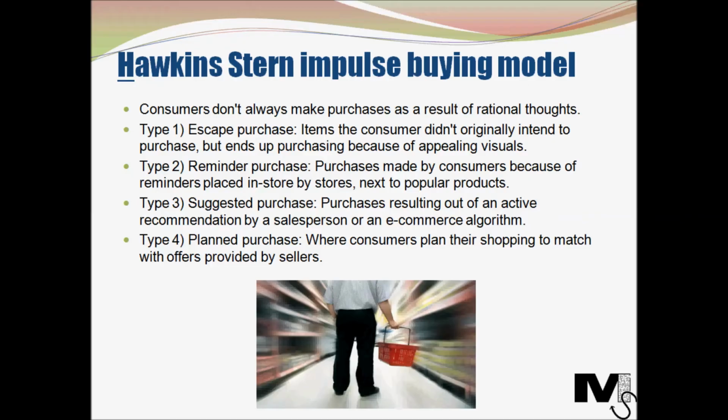Now, this model states that there are actually 4 categories of impulse purchases, which are as follows. The first type is escape purchase. Now, these are for items that the consumer didn't originally intend to purchase, but ends up purchasing because of appealing visuals. So, the chewing gum you picked up at the till would fall into this category.